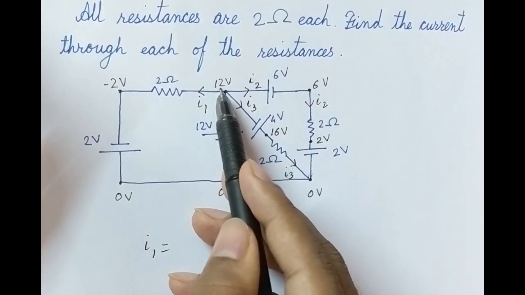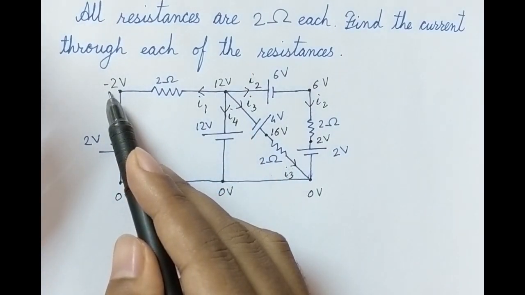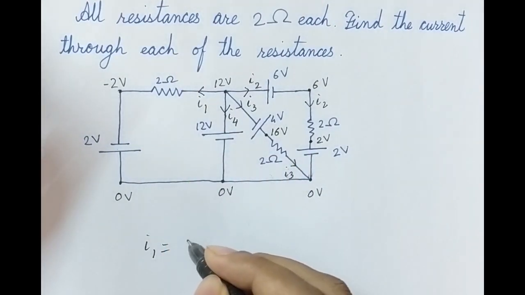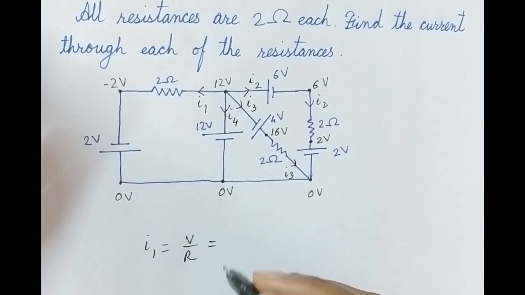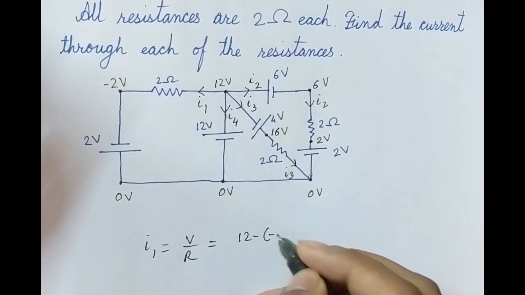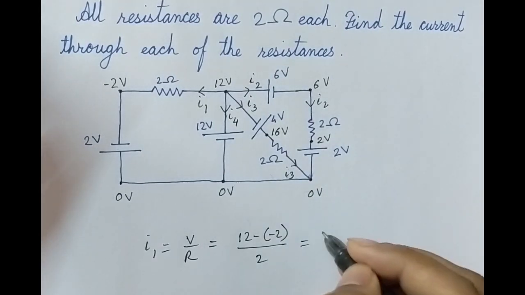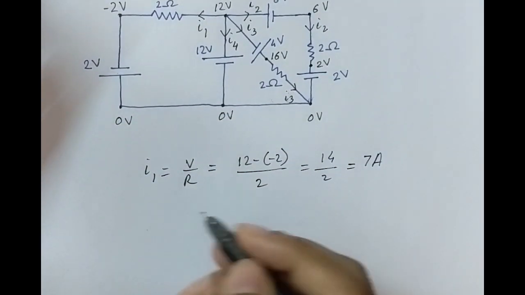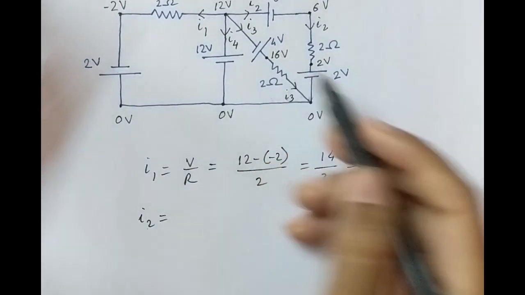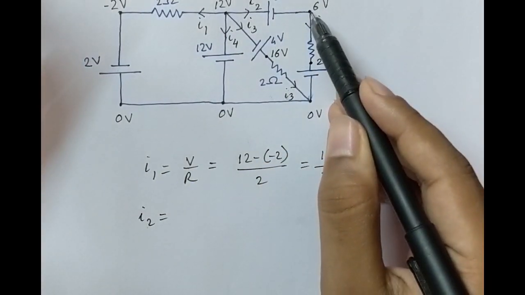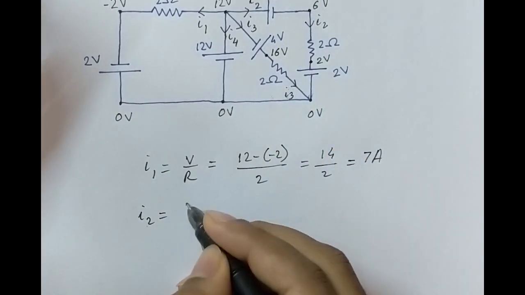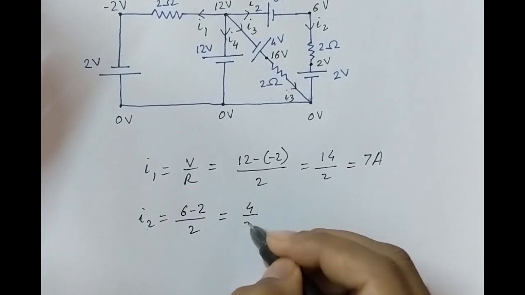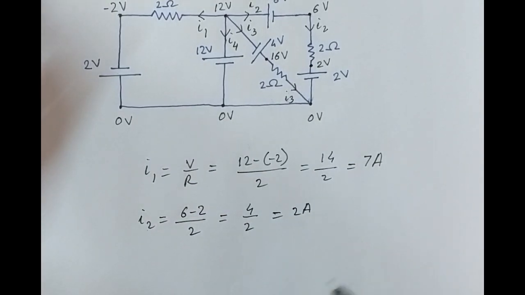you have a potential difference of 12 minus of minus 2, so 14 volts across a resistance of 2 ohms. So I can use the direct Ohm's law formula, that is V by R, that is for I1 case, that is 12 minus of minus 2 divided by the resistance 2, that is 14 by 2, that is 7 amperes. For I2 across this resistance, the potential difference is 6 volts minus 2 volts divided by the resistance 2 ohms, that is 4 by 2, that is 2 amperes.